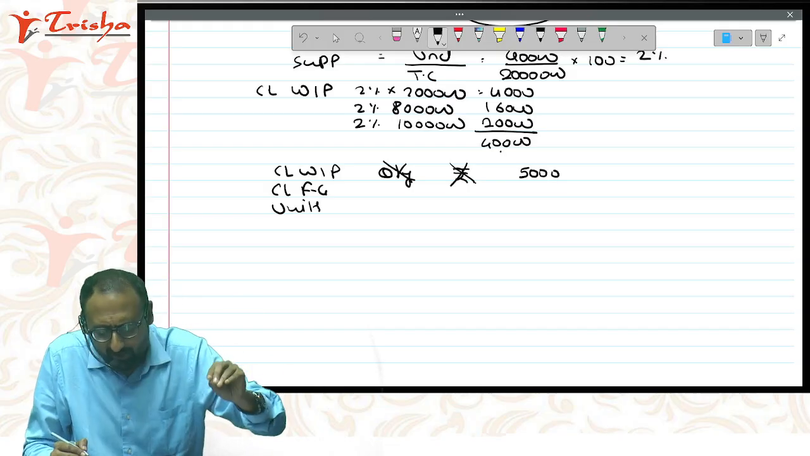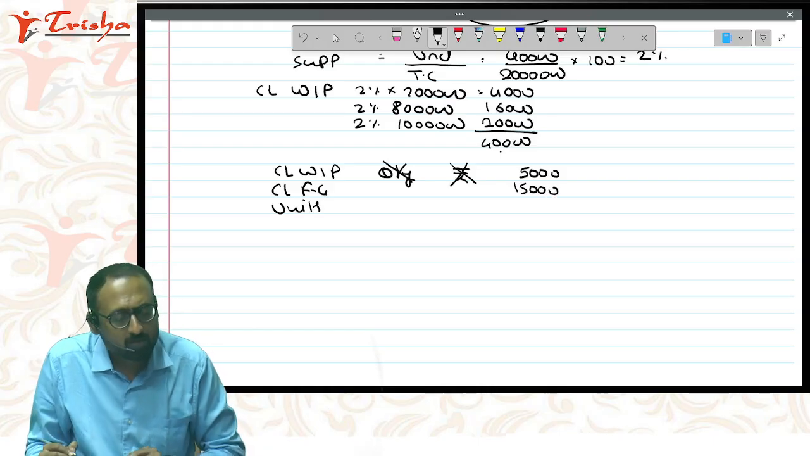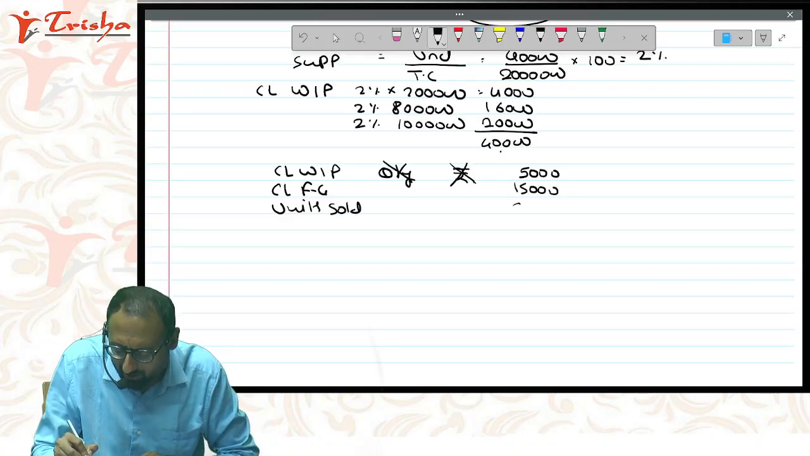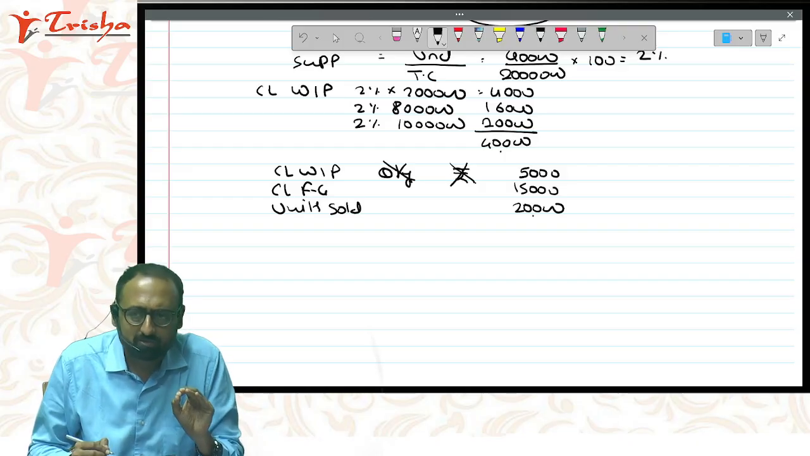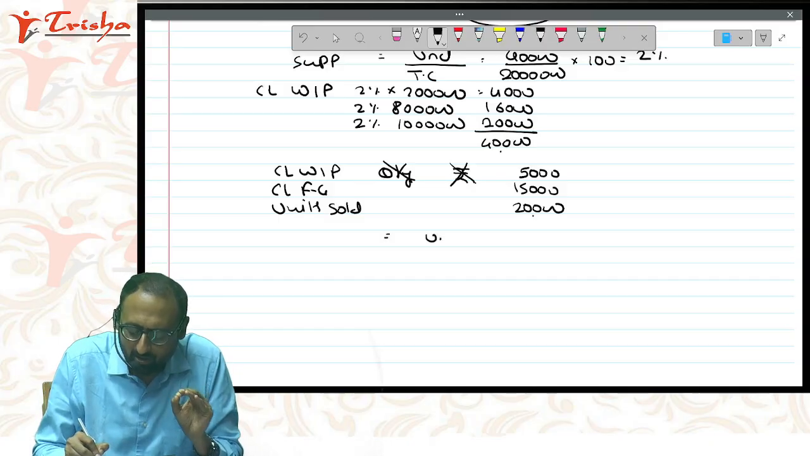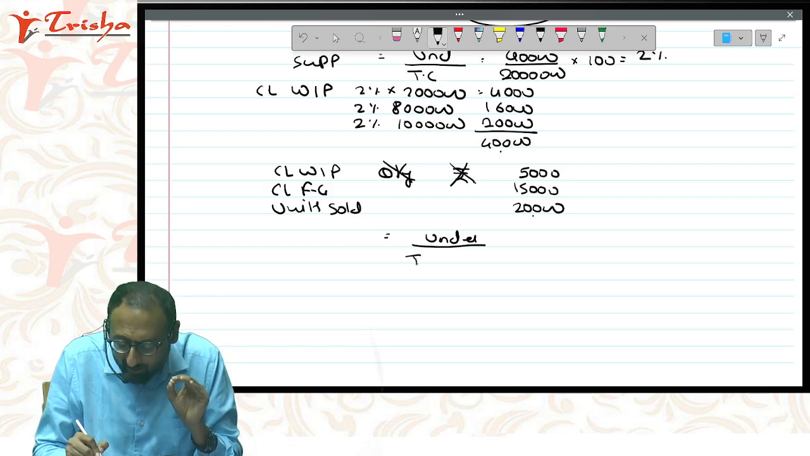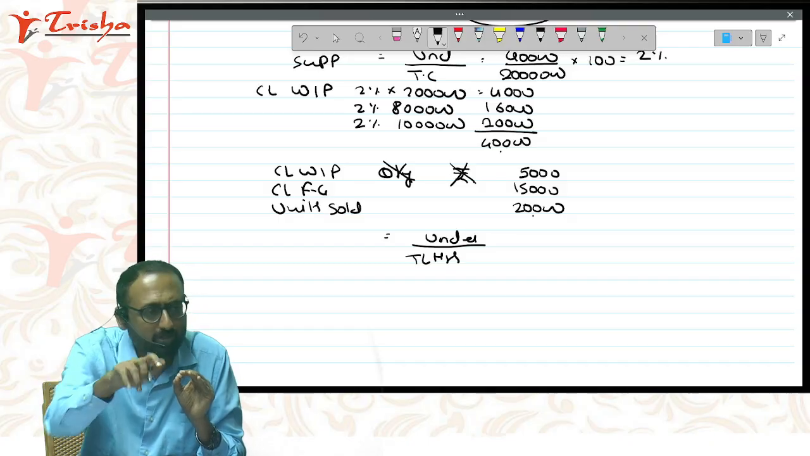Labor hours included in closing stock of finished goods, suppose 15,000. Labor hours included in units sold, it is given in the question, 20,000. In such a situation, the supplementary rate will be calculated as follows: total under absorption divided by total labor hours included in WIP stock, finished goods stock, and units sold.